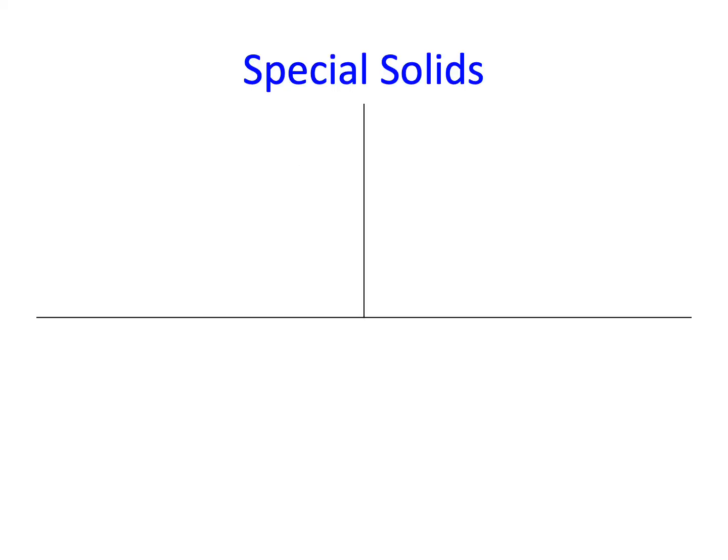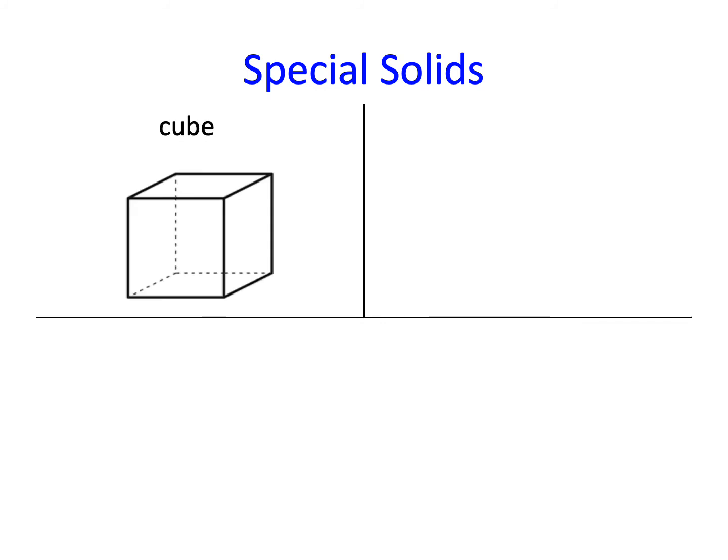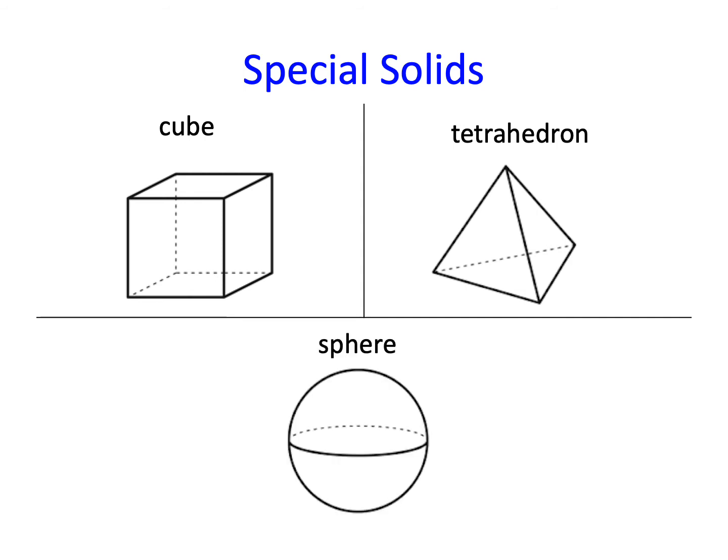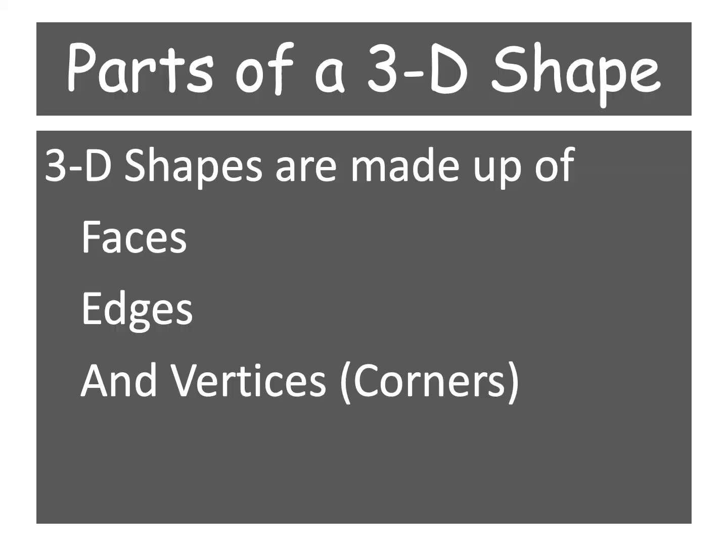There are a few special solids. For example, a cube is a special solid because it has 6 square faces, all of equal area. A tetrahedron is a special solid because it has 4 equilateral triangles, all making 1 pyramid. A sphere is also a special solid.